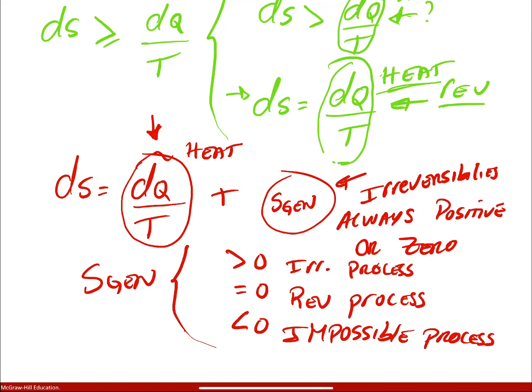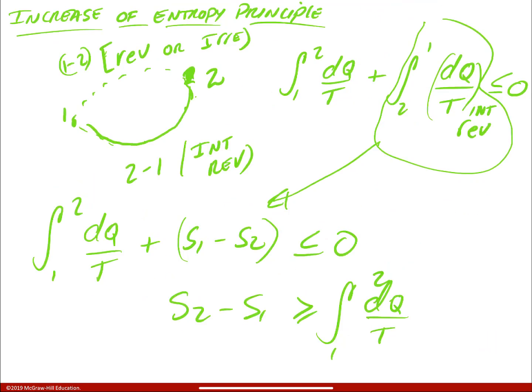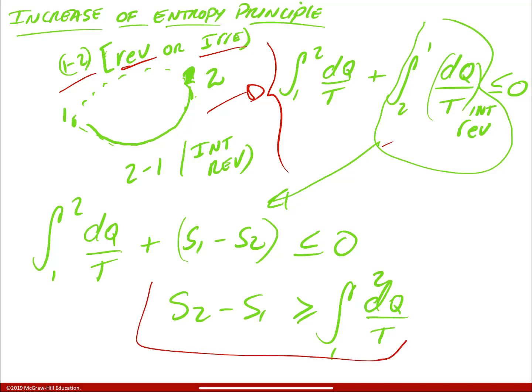All right, so recapping a little bit more, we were studying the increase of entropy principle. We had a process from 1 to 2, which was reversible or irreversible. Then we had from 2 to 1 a process that was internally reversible. When we wrote the equations down, the integral from 1 to 2 of dQ over T plus the integral from 2 to 1 of dQ over T for internally reversible is less than or equal to 0. I put this term as the entropy change, and I rearranged everything into this equation.